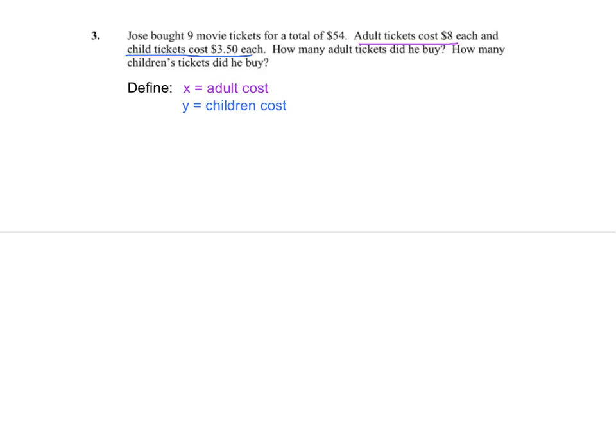So now we're going to set up a system of equations. So what do we know here? We know he bought a total of 9 tickets, but we don't know how many of each. So we know we have x for adult plus y for children equals 9 total. We also know the cost per ticket. So we know the adult cost is $8, so that's 8x plus our children's cost is $3.50 each, so $3.50y, and the total cost is going to be $54. So it equals 54.